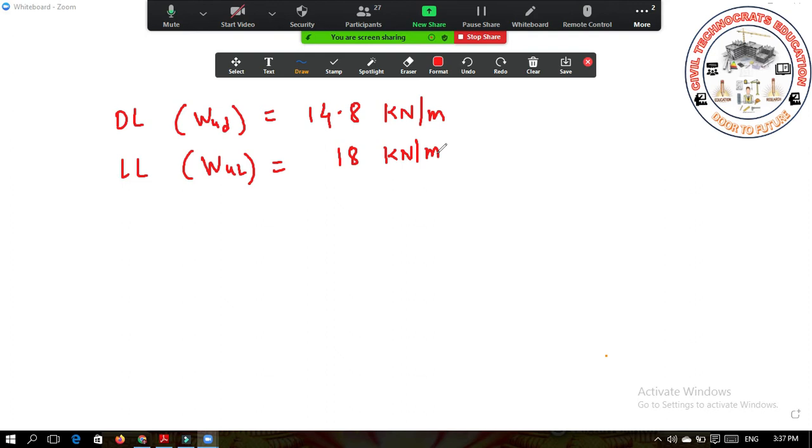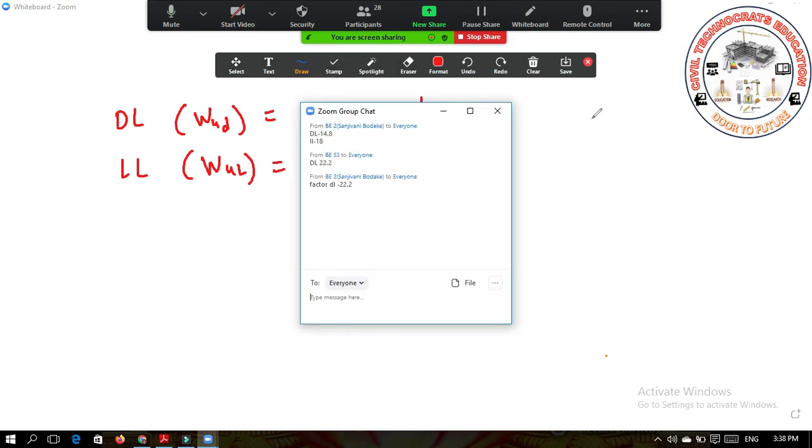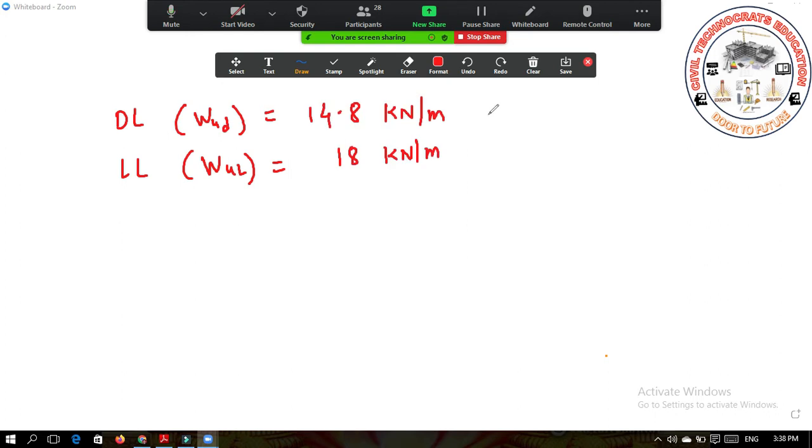So we will move to the further step. Okay, so the next is calculation of bending moment. So now we know the effective span. Okay, we know the total loads. This is our dead load, live load, and now effective span. Factored dead load 22.2. Okay, and factored live load is 18.